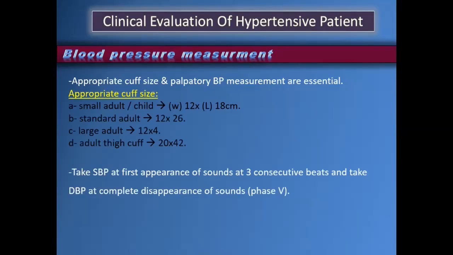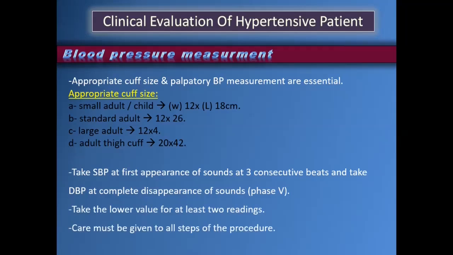Take systolic blood pressure at first appearance of sound, and take diastolic blood pressure at complete disappearance of sound, what we call phase 5. Take the lower value for at least 2 readings. Care must be given to all steps of the procedures.